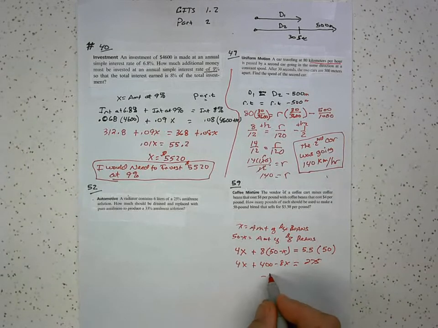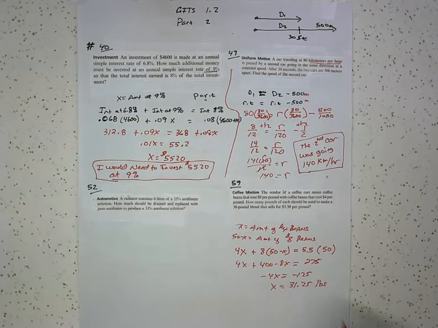Okay, subtract, I've got negative 4X equals negative 125. So X equals 31.25 pounds. So therefore, I will mix 31.25 pounds of the $4 beans with 18.75 pounds of the $8 beans.